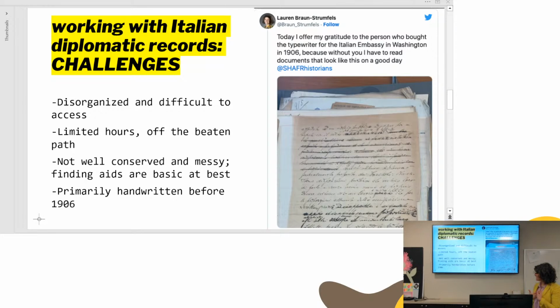But what I want to say is that if there's a set of records that's messy and difficult, sometimes it's worth the effort. That's part of your ability to figure it out, right? You can hone that ability to figure it out and put it in context. And that's a really incredible contribution that you can make to the knowledge that we have. So my documents are almost all handwritten before 1906. In 1906, I think they bought a typewriter, because I started to see a difference, and I was like, oh, hallelujah.